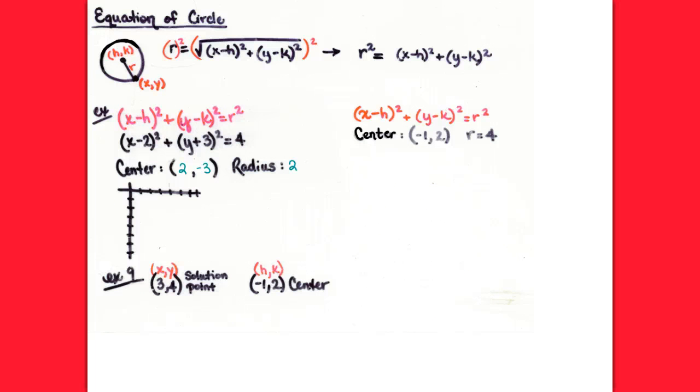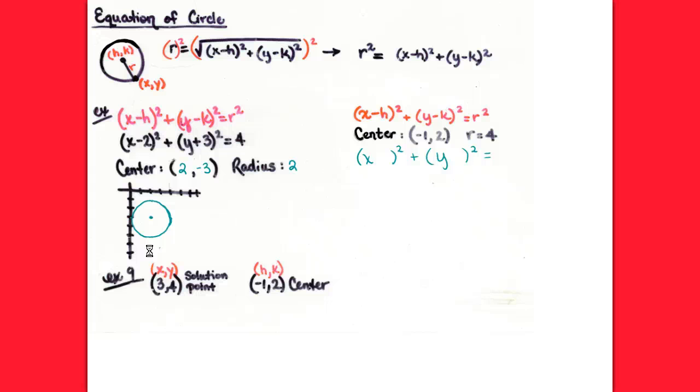So if they want me to graph that, I could come down here and say, okay, I'm going to go to my center, (2, negative 3). There it is right there. And my radius is 2. So I'm going to go 2 to the right, 2 to the left, 2 up, 2 down. And then just play dot to dot, right? So for that one, they gave me the equation and asked me to find the center and the radius.